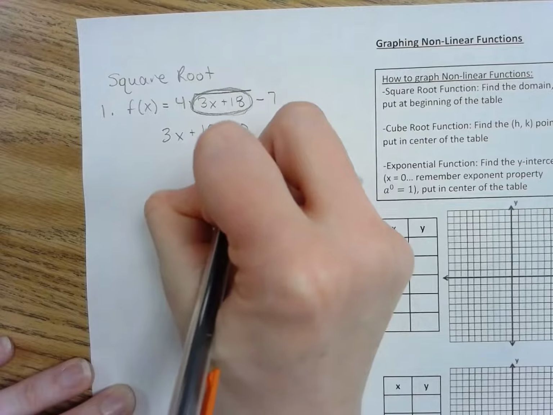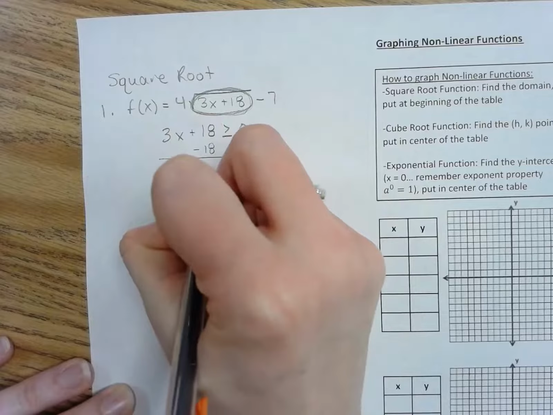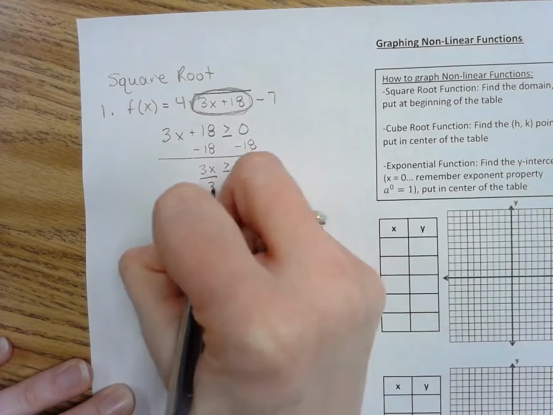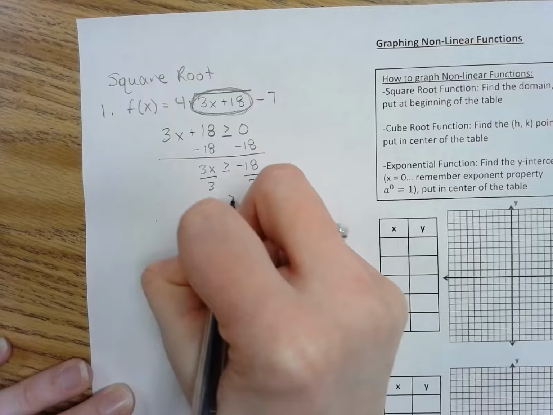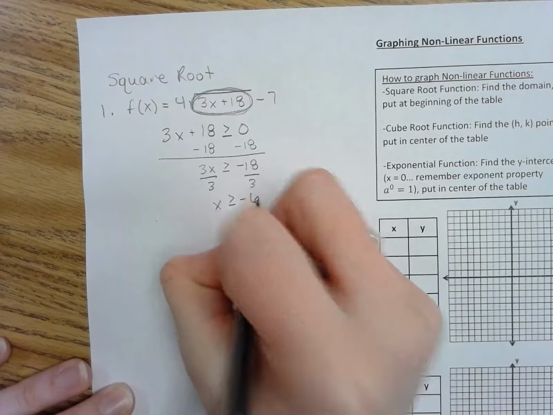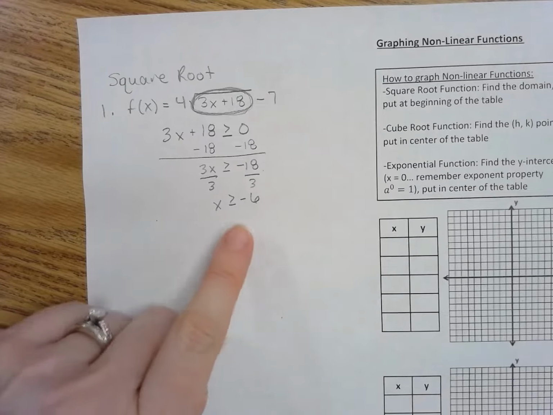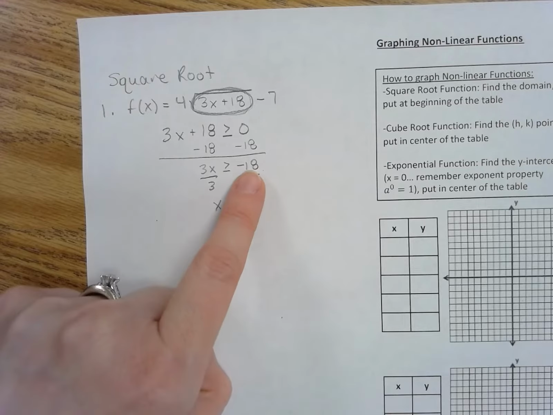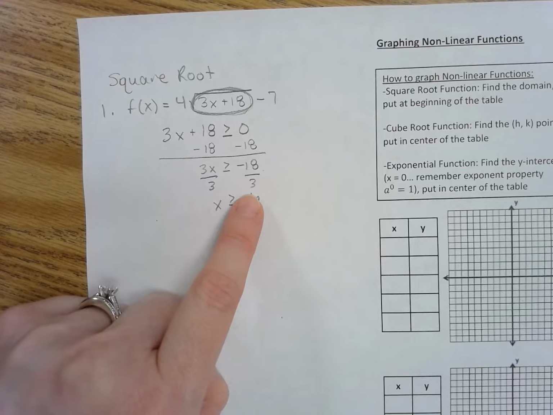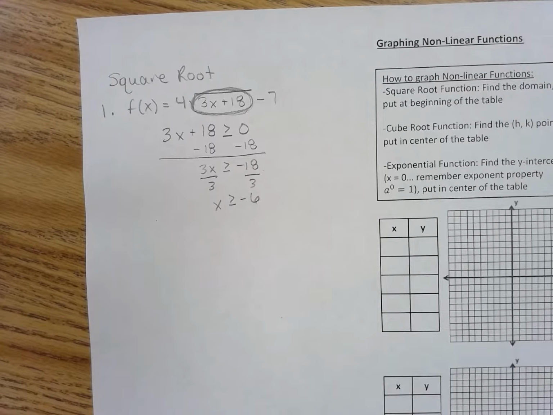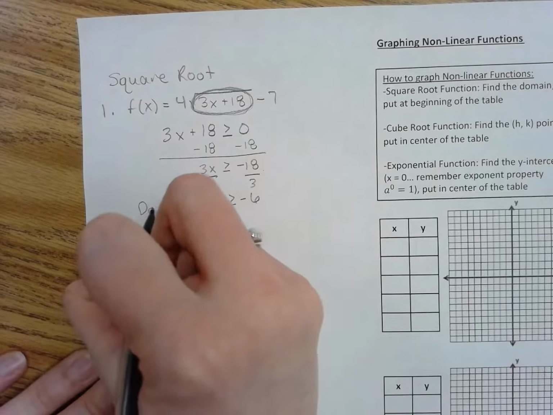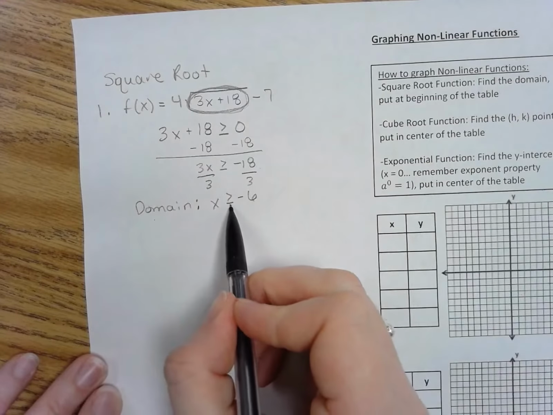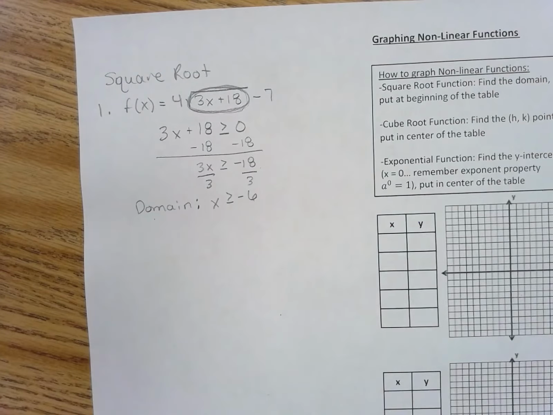We subtract 18 first. So we get 3x greater than or equal to negative 18. Divide by 3. And x has to be greater than or equal to negative 6. There is a rule about flipping the inequality sign, but that's only when you multiply or divide by a negative. Yes, we have a negative, but we're not multiplying or dividing by the negative, so our inequality stays as it is. So this would be the domain of the function. If we were to graph it, we could only pick x's greater than or equal to negative 6.